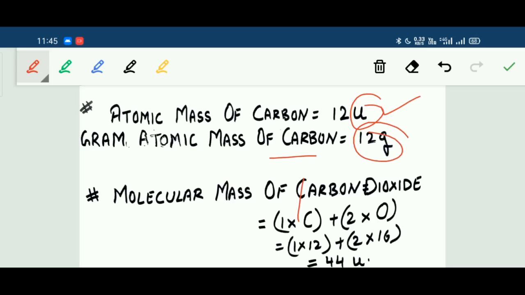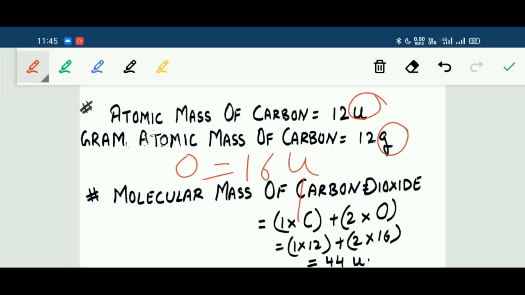Okay? So in simple words, gram atomic mass is the same number that we used for atomic mass, but it will be taken in terms of grams instead of u. Similarly, we know that atomic mass of oxygen is 16 u. Therefore, gram atomic mass of oxygen will be equal to 16 grams. So students, if we know the atomic mass of an element, we can calculate the gram atomic mass of that element. It will be the same number but taken in grams.